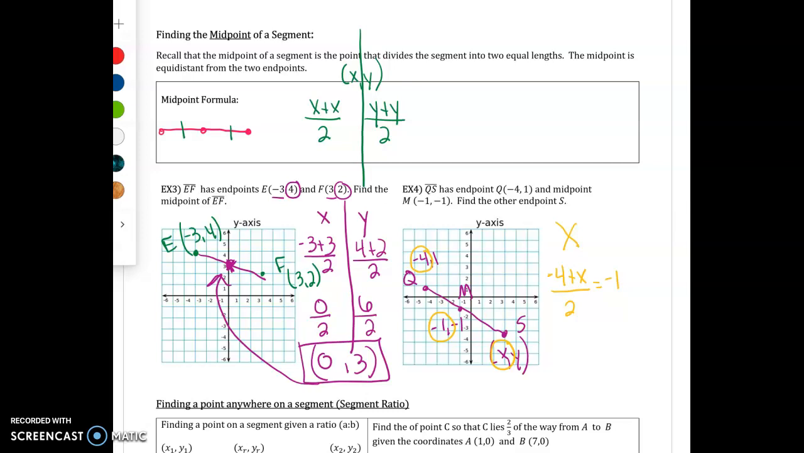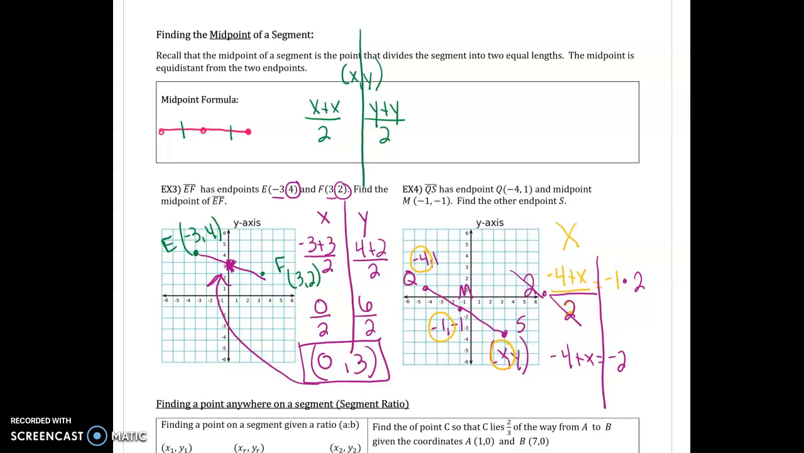So what I want to do is solve for x. The first thing that's really throwing me off is that I have a denominator. So I'm going to get rid of that denominator to isolate x. If you notice, they divided by 2 here. To undo that dividing by 2, I'm going to multiply by 2. And that multiplying by 2 cancels out the dividing by 2. So I can now multiply this side by 2, and then I get -4 plus x equals -2.